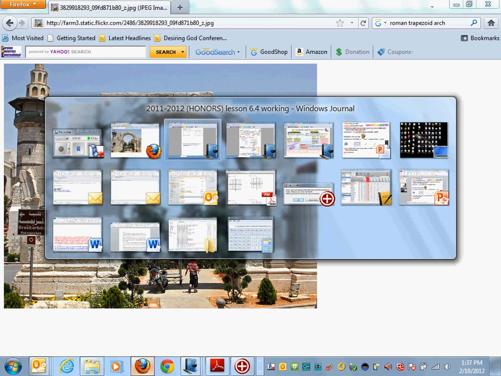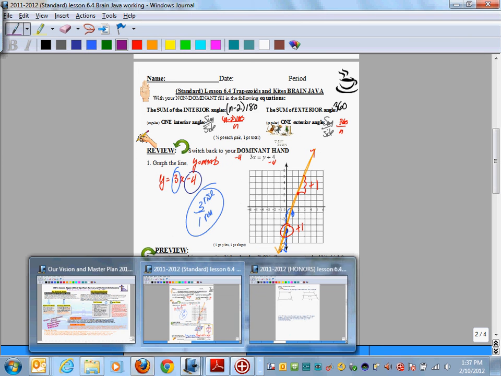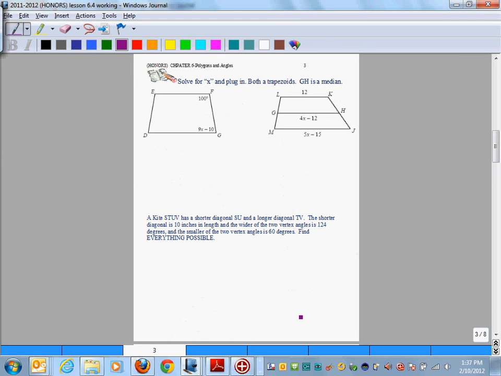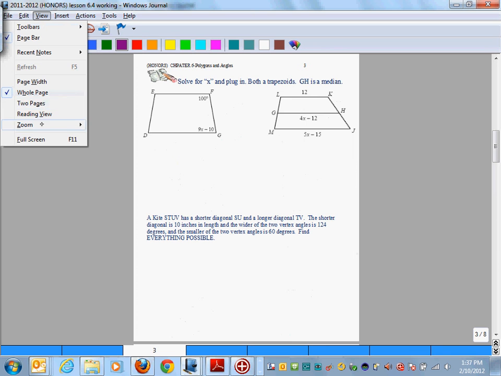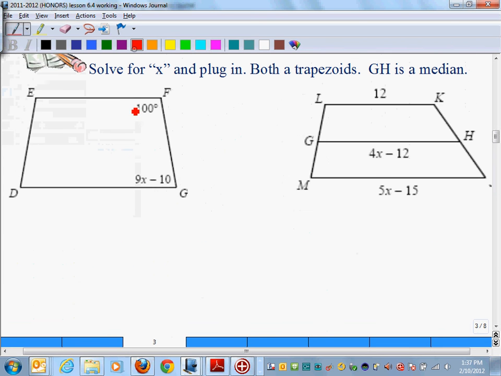So you guys, let's talk a little bit more about trapezoids. Ready? Go to this page. Step 1. We're going to solve for x. I'd like you to sweep these two angles, please. Sweep. Ready? Go. Sweep and sweep.